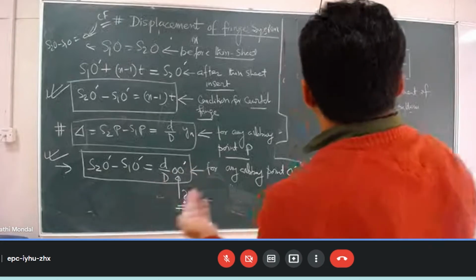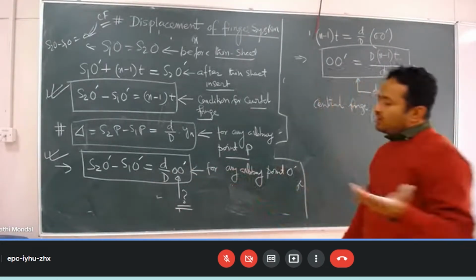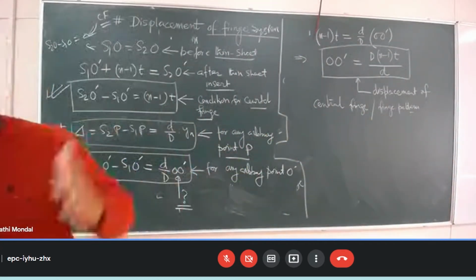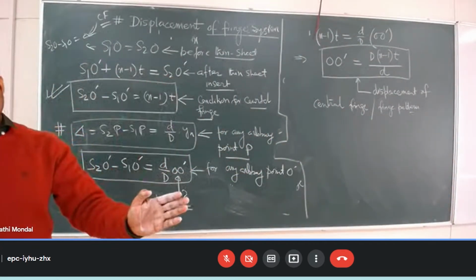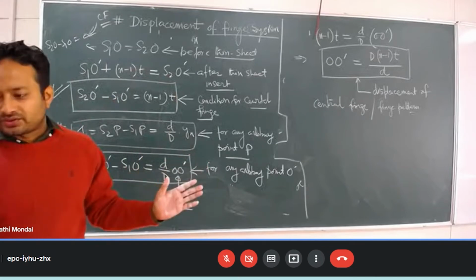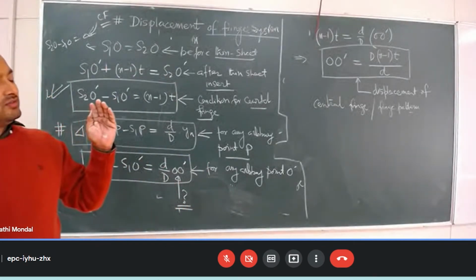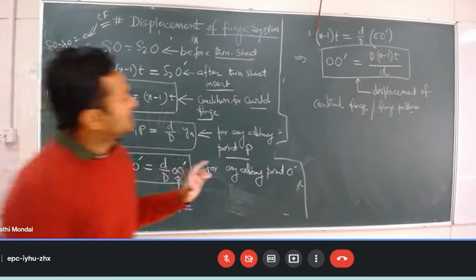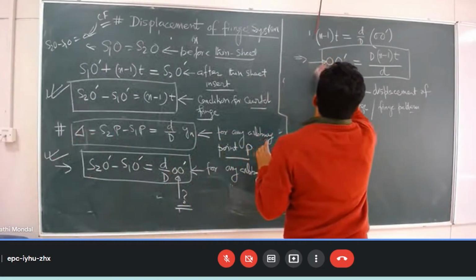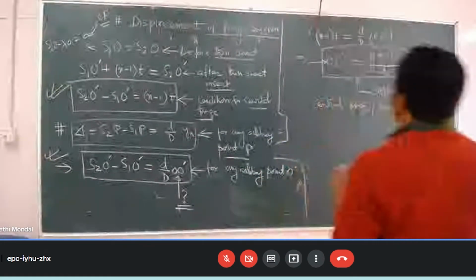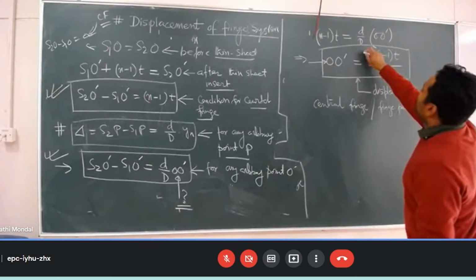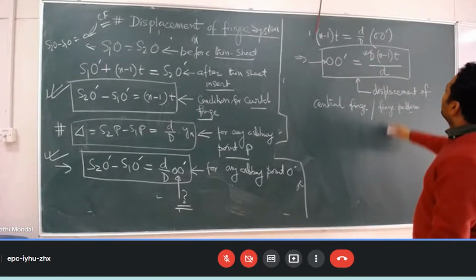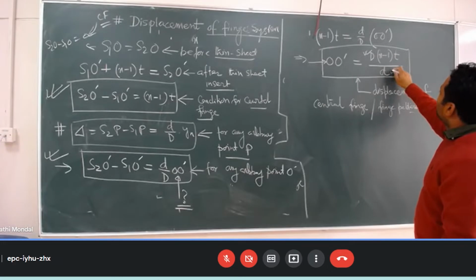So first you do the experiment without the thin sheet and find out the position of the central fringe. Now you insert a thin sheet in one of the sources, then you see where the central fringe is now, and find out the difference. So this difference is this one. You can find this out experimentally. The distance between the slit and the screen and the distance between the two slits you can also know.